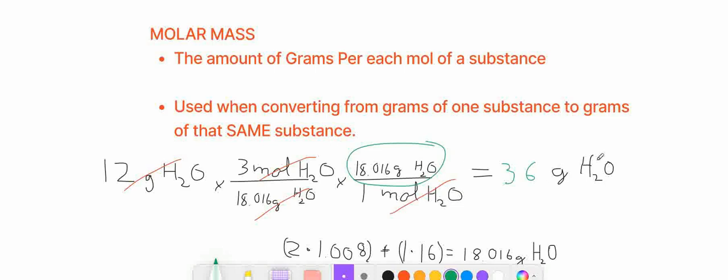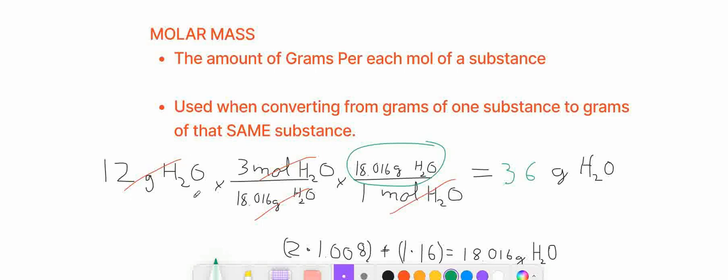So this is how we use the molar mass to find out the grams of a specific amount of moles of any substance. However, we need to remember that this current process only works when we have from one substance to that same substance, instead of one substance to another.